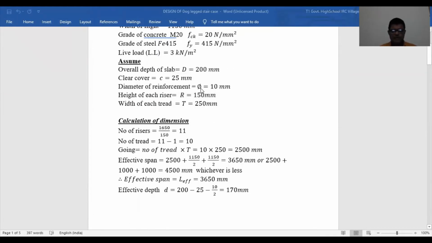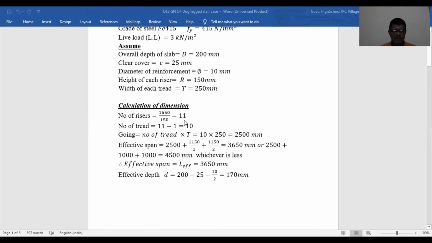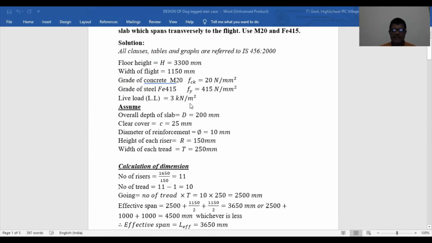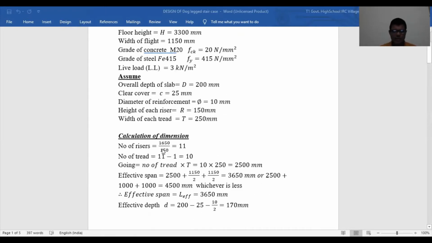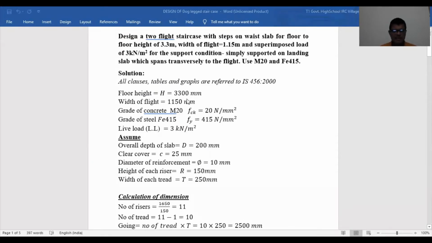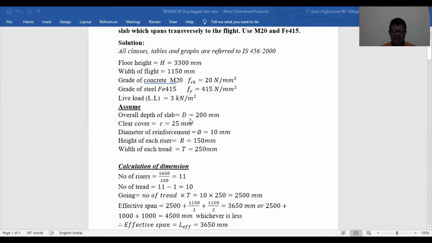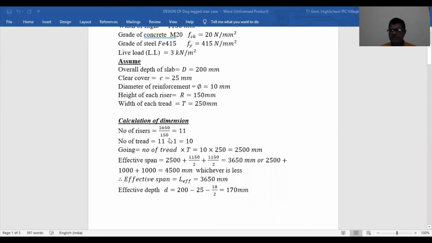Now once you assume these values, rise, tread and diameter of rods, then find the calculation of dimensions. How many risers will there be, how many treads will there be, that you have to find. So the number of risers will be: you divide the total floor height by 2, which is called the height of each flight. If you divide by 2, then it will be 1650, which is the height of the flight. So 1650 divided by 150, the one rise.